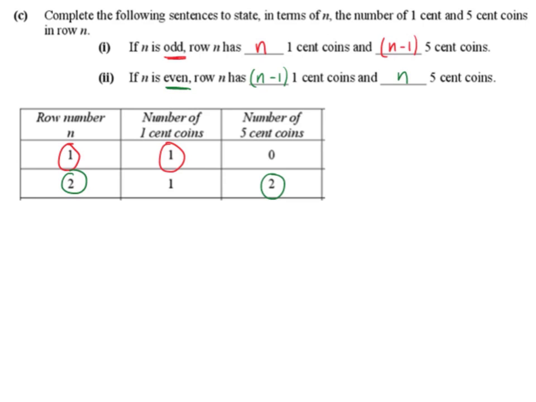If n is even, so for example row 2 is even, so we're going to use this row of values to help us fill in these blanks. So if n is even, in this case n being 2, then row n has n minus 1 1-cent coins. So if n, for example, was 2, so we've subbed in 2 here, 2 minus 1 is 1 1-cent coin, and n 5-cent coins, so 2 and 2.